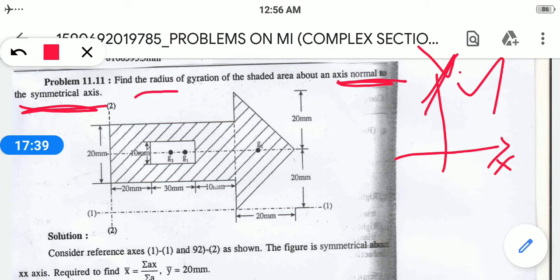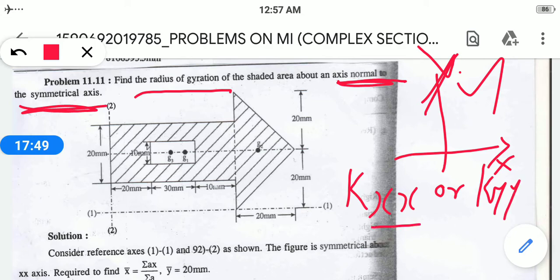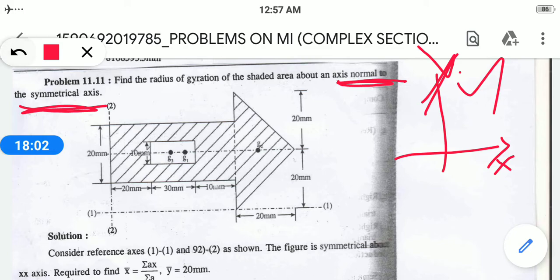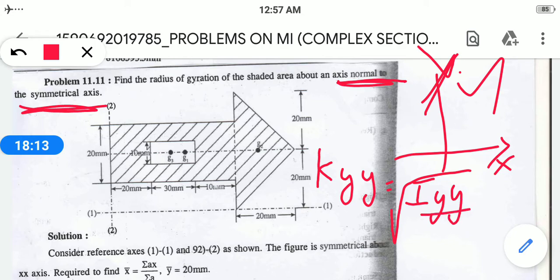So we need to find the radius of gyration, that is k of x or k of y. See the question, they had asked us to find the axis normal. Normal means it is perpendicular. So we need to find our k y. Since they had asked normal, we are going to find the radius of gyration, that is k y is equal to square root of I of y divided by A. This is what we are going to find now.